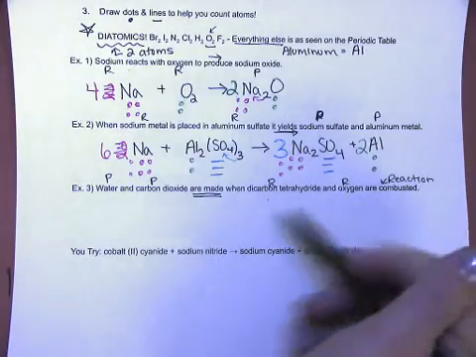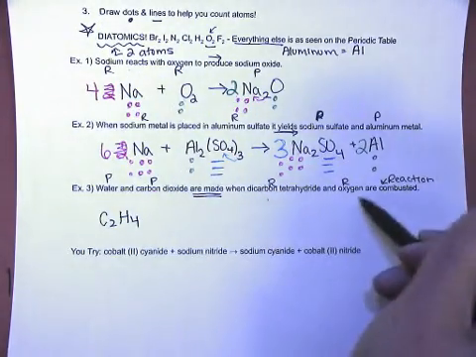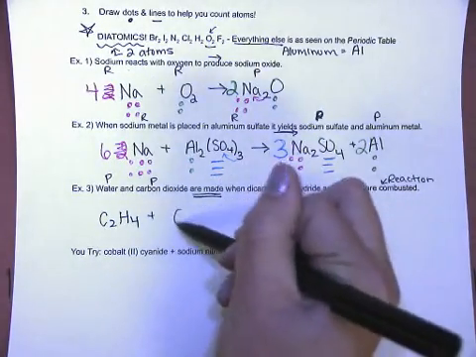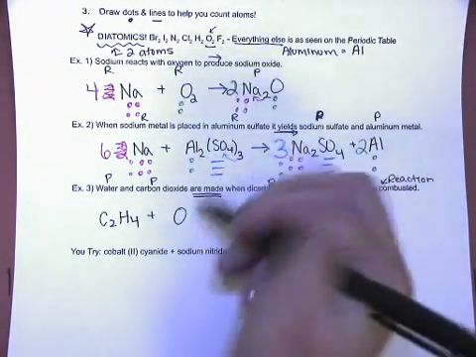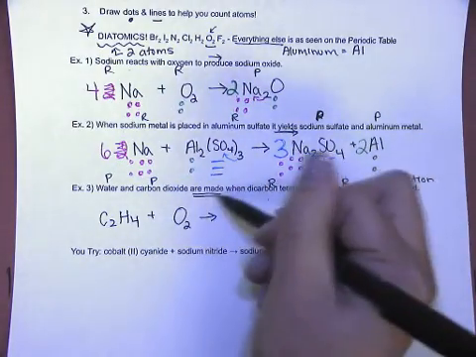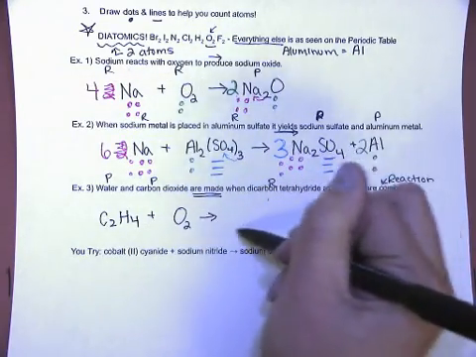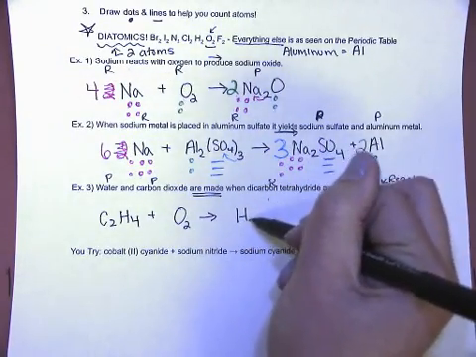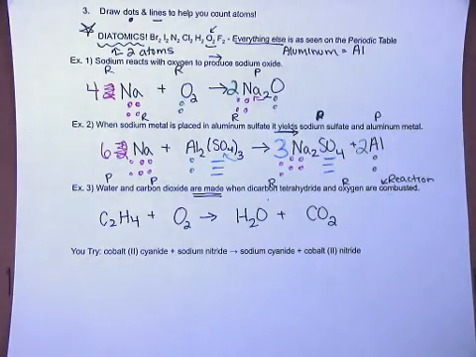So dicarbon tetrahydride, C2H4, and oxygen are combusted. Oxygen, go up and check. Oh, that's a diatomic, so I need O2. Are combusted, that's my reaction. These were made, or are made, so this is my products. Water, H2O, and carbon dioxide, CO2.